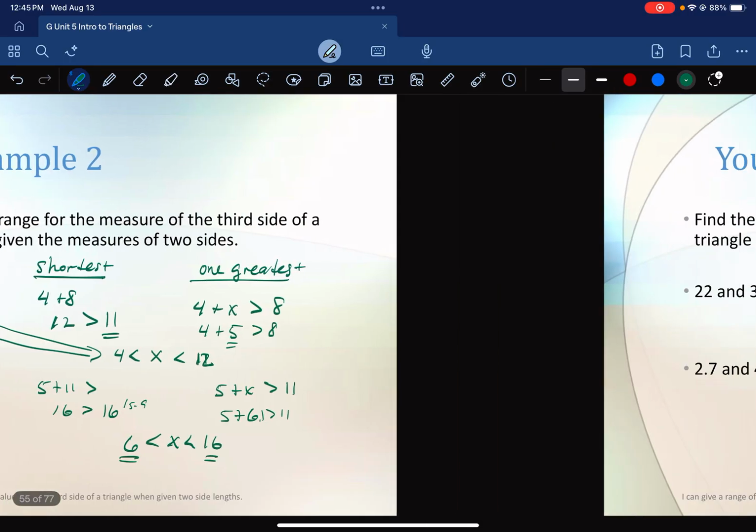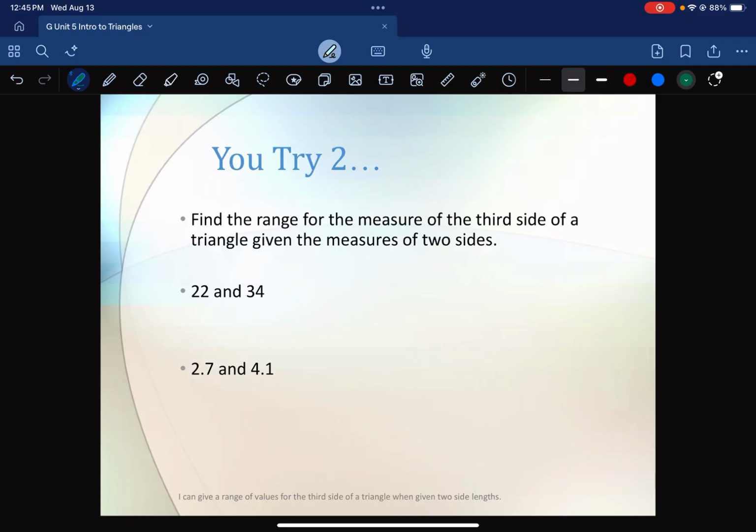Okay? All right, so you guys give these two a try. Looking for a range of measures. So you're going to write a statement like this right here. Okay? See what you get. All right. Well, for the upper, remember we're going to add those two. So 22 and 34 make 56 is our upper range value. And then lower, 34 minus 22 is 12. So somewhere between 12 and 56, this would still be a triangle.